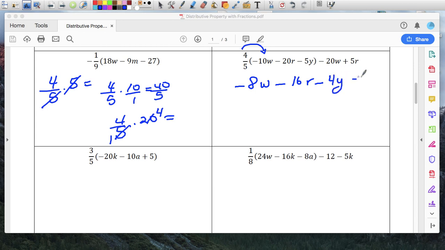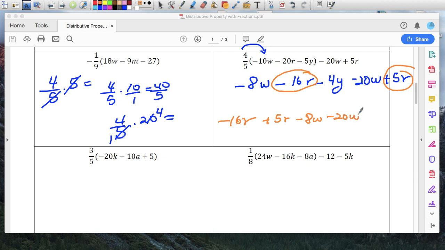And let's copy the rest, minus 20w plus 5r. Let's rearrange a couple of things because we can definitely combine like terms. This guy is going to combine with, sorry, not like that, negative minus 16r plus 5r. These two are going to be next to each other. And then the w's are going to be next to each other, so minus 8w minus 20w, and I'm going to put the minus 4y all the way at the back.